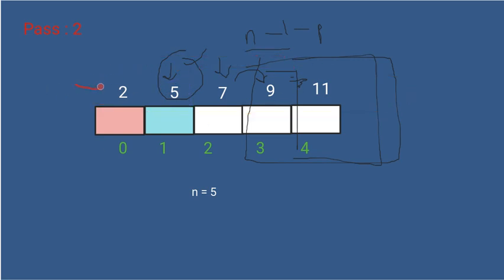So we can keep track, and if in any pass we had no swaps, we can break out of our loop and print our array, because that array is going to be sorted. Okay, so we have this sorted array.